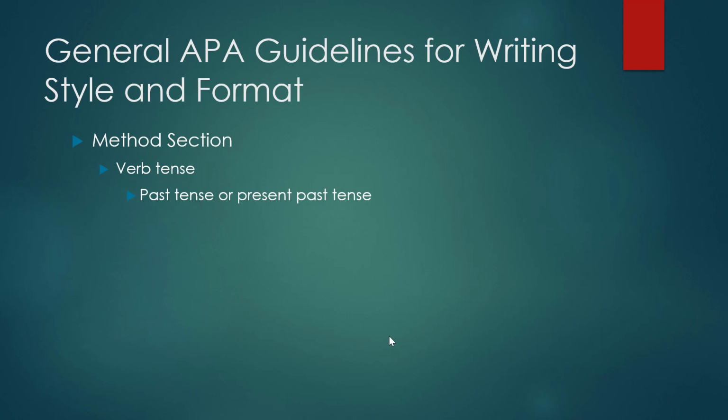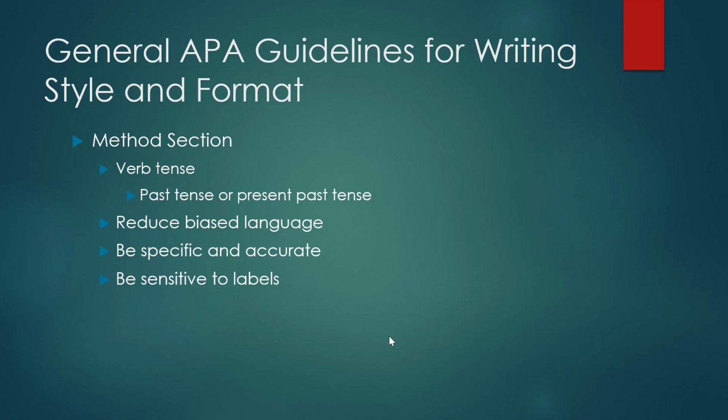You want it to be all participants. Try to think of an example: participants were given a questionnaire to fill out. That's the idea that it's all past tense. You want to reduce biased language, be specific and accurate, be sensitive to labels. Some of the stuff we talked about earlier in the semester in our APA formatting is that sometimes you don't want to label a group. You don't want to say autistic individuals. You want to say people who've been diagnosed with ASD.